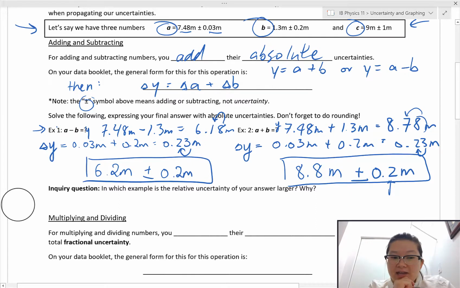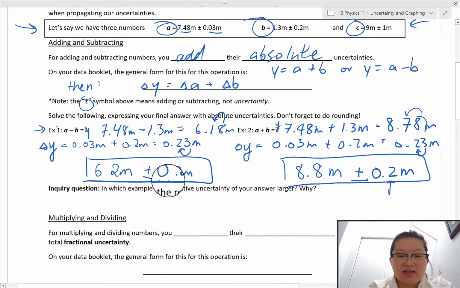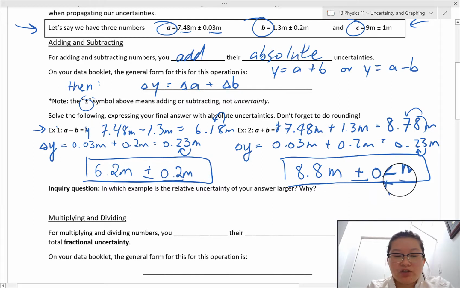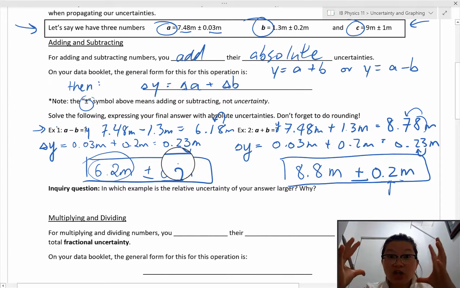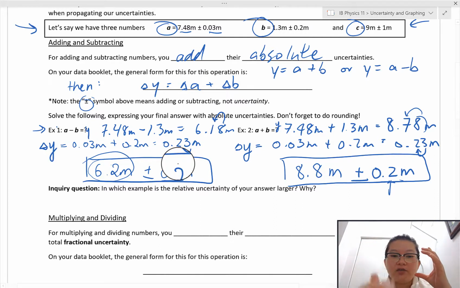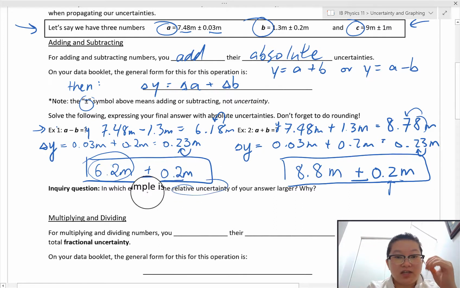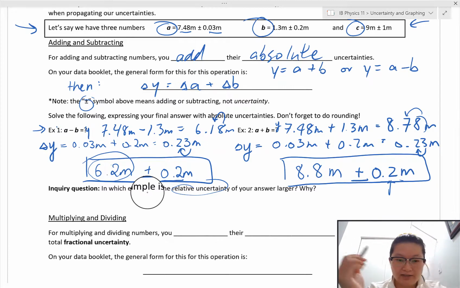Okay, so if you said that example 1 is going to have a larger relative uncertainty, you are correct. Okay, why is that so? It is because example 1 and 2 use the same absolute uncertainty. And if we're taking that over a smaller number on the bottom, this 0.2 meters is going to take a larger fraction of your original data value, therefore having the larger relative uncertainty. If you don't believe me, let me show you what that looks like.